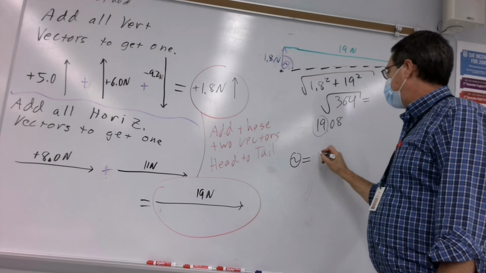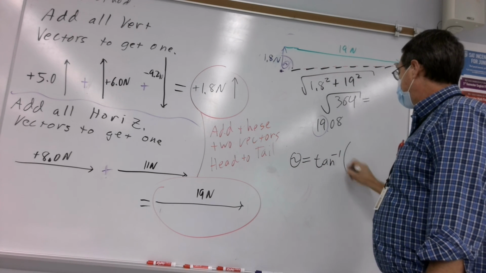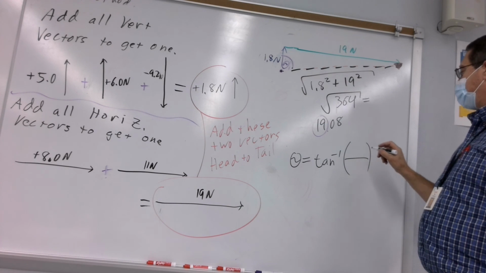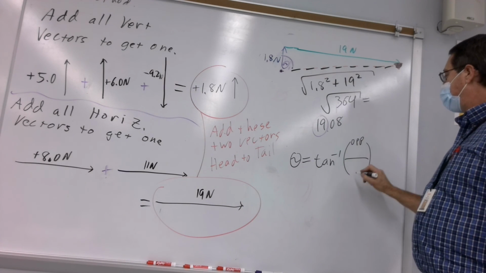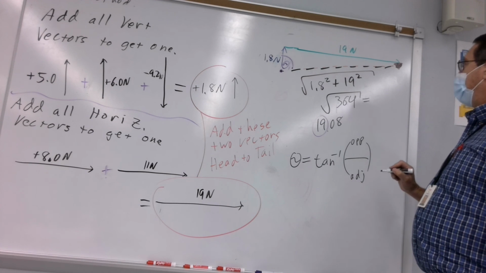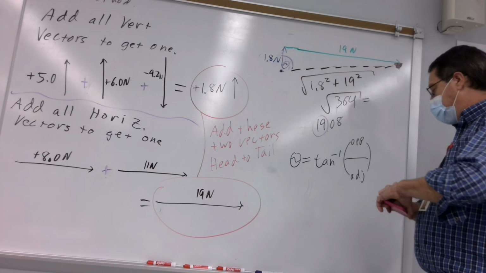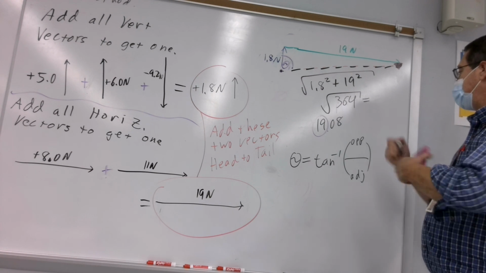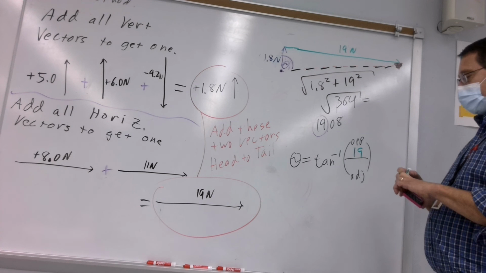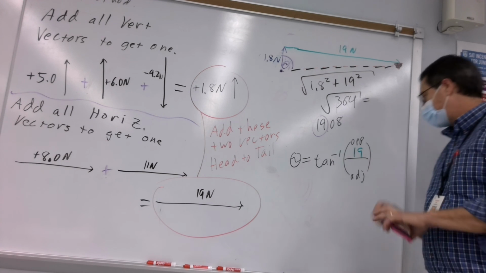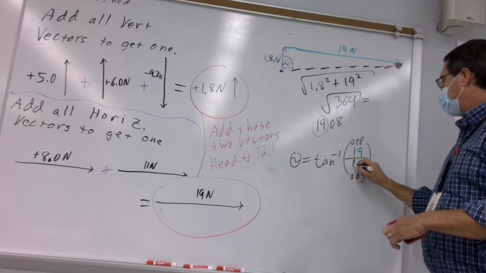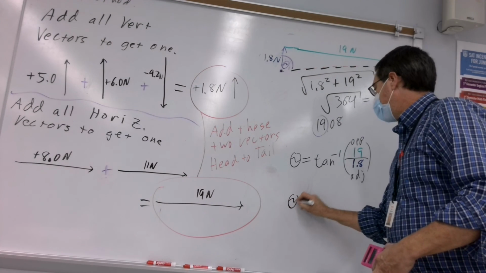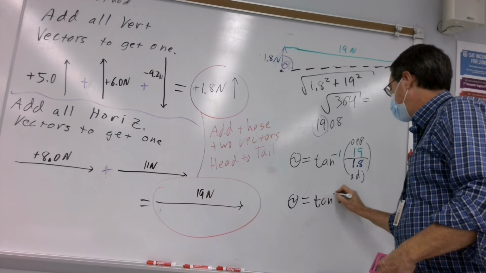So theta equals the inverse tangent. Now what is tangent? What over what? Opposite over adjacent, TOA, right? What is the opposite side in this? 19. Don't worry about the units. What is the adjacent side length? 1.8. Okay. Now, if you process that with your calculator, you've got inverse tangents.